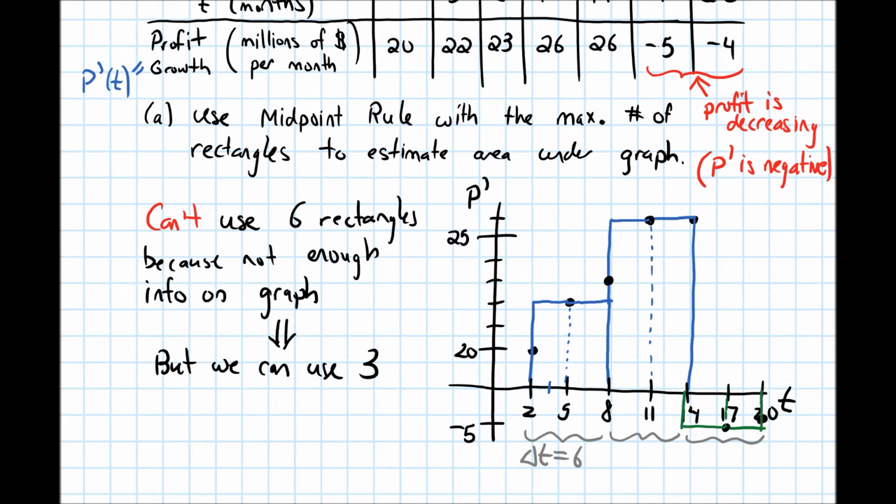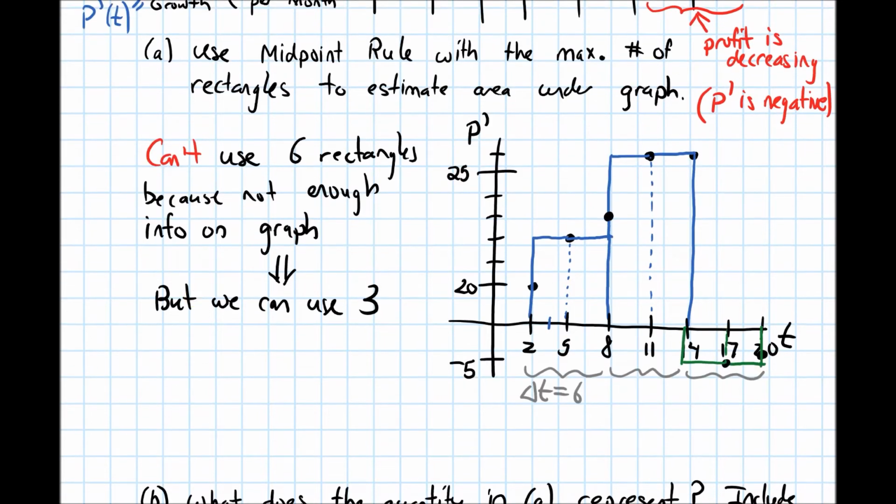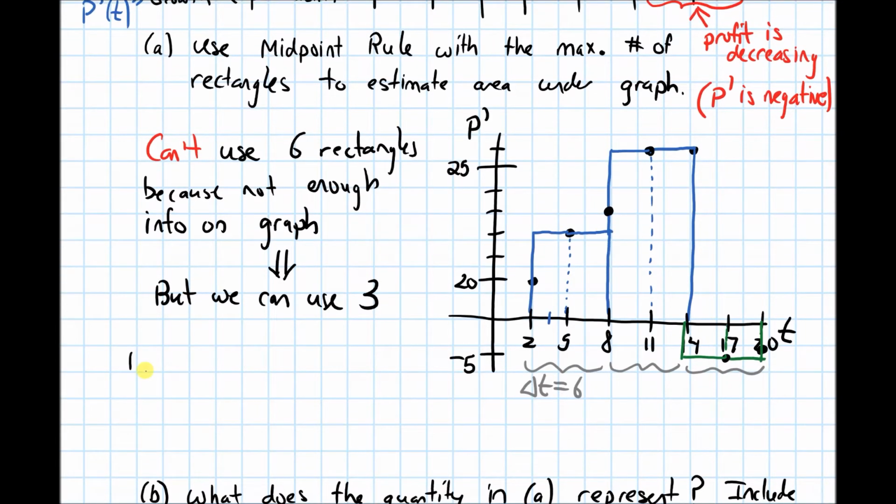Okay, so let's start to write down M3, our area. So M3, so the base of the first rectangle is 6, and the height is 22.